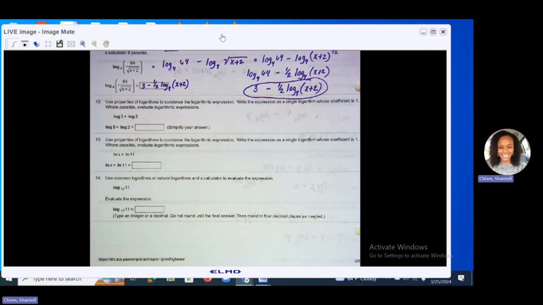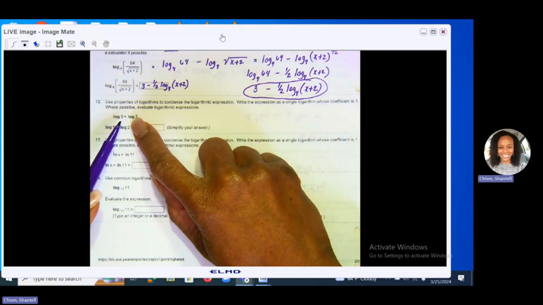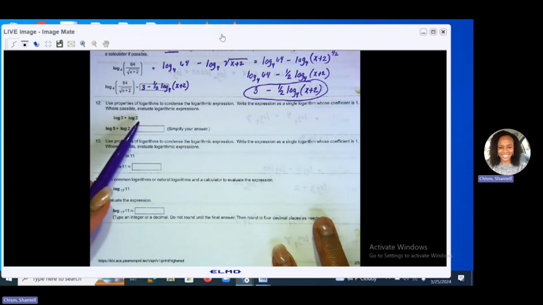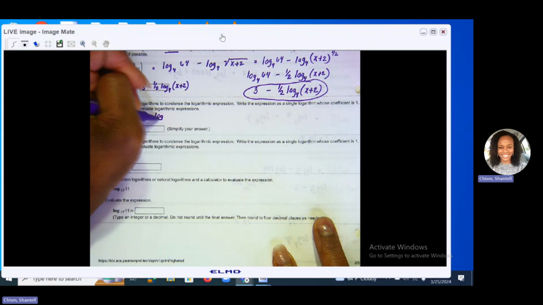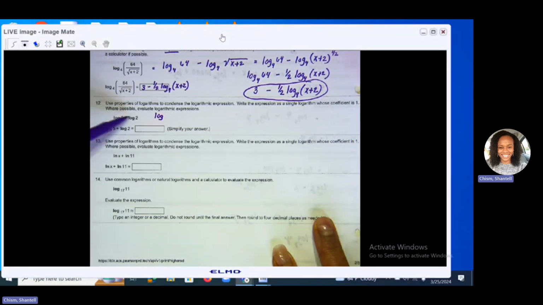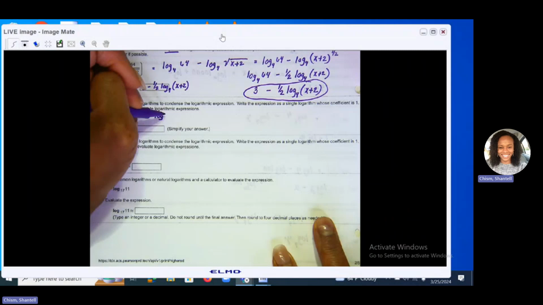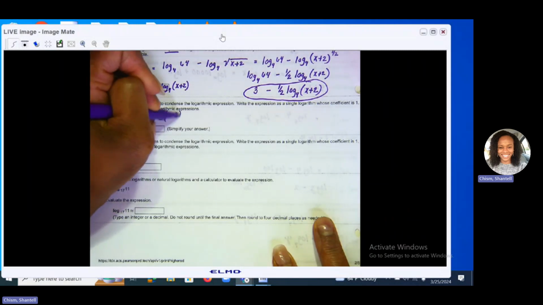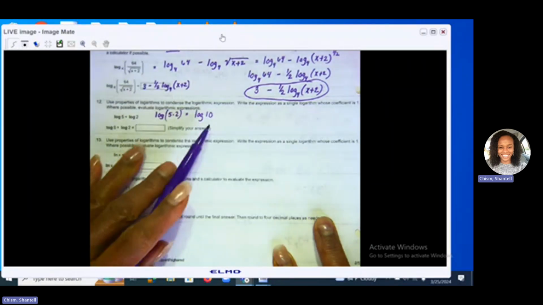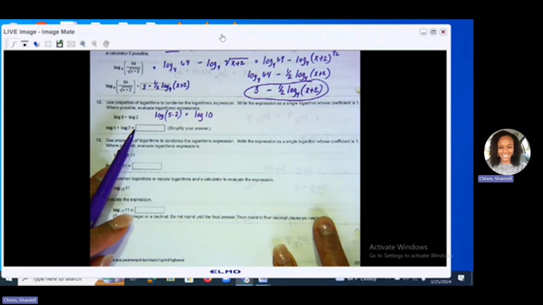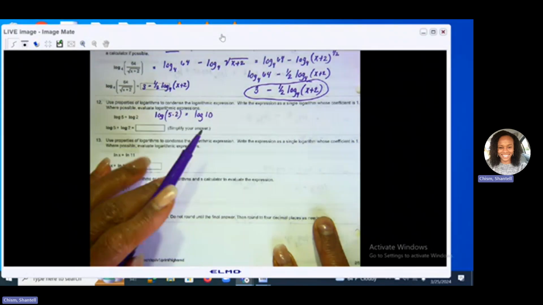Look at number 12. This is log base 10 of 5 plus log base 10 of 2. Remember, there's no base, so it's understood to be a 10. Because this is a sum and they have the same log base, we can express it as a product. Log of 5 times 2. So this becomes log of just 10. And log of 10, well, that answer is just 1 because this is understood to be a base 10.